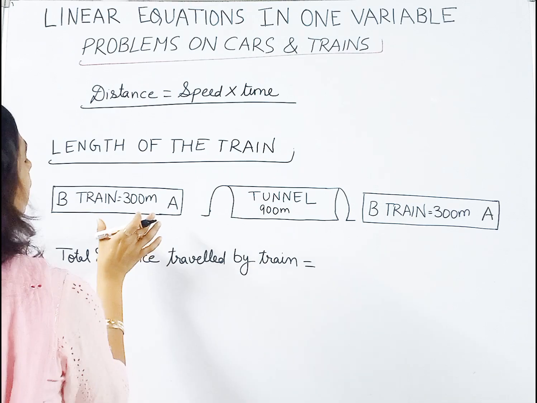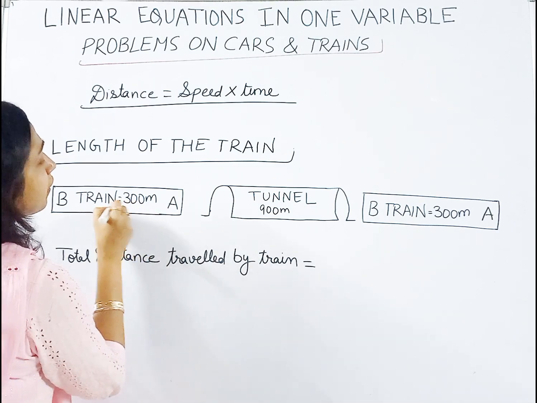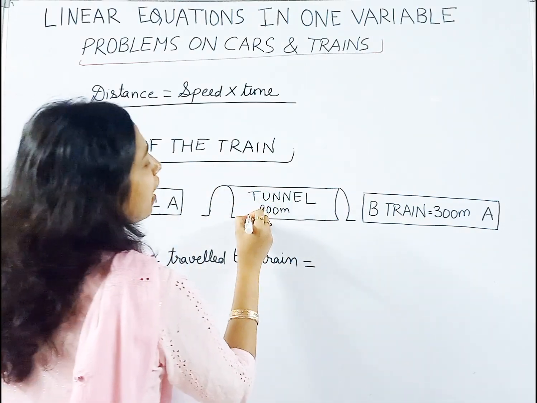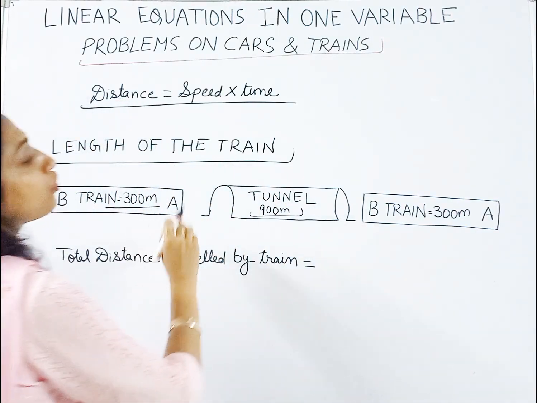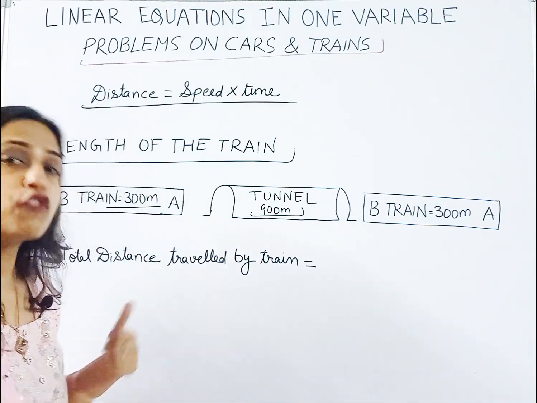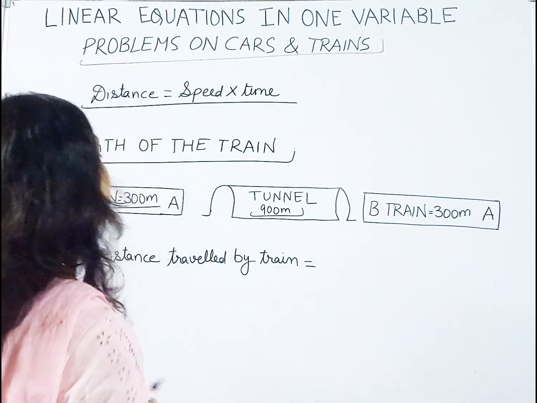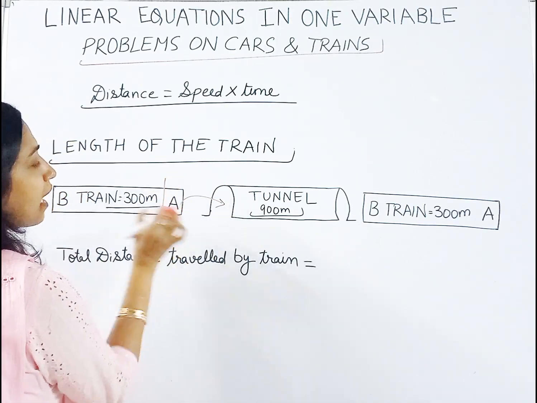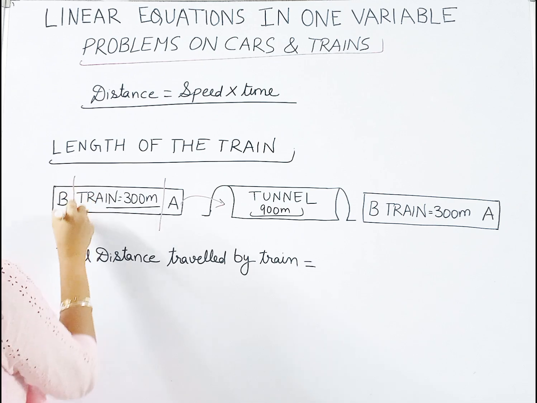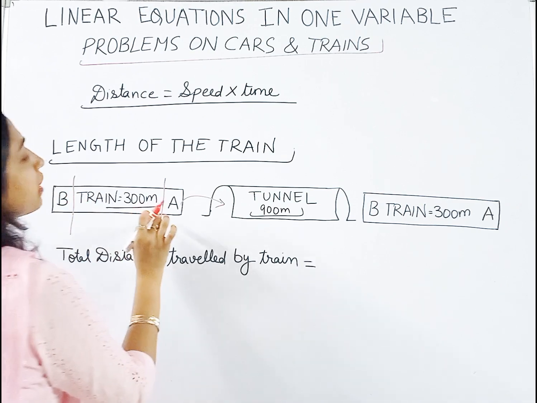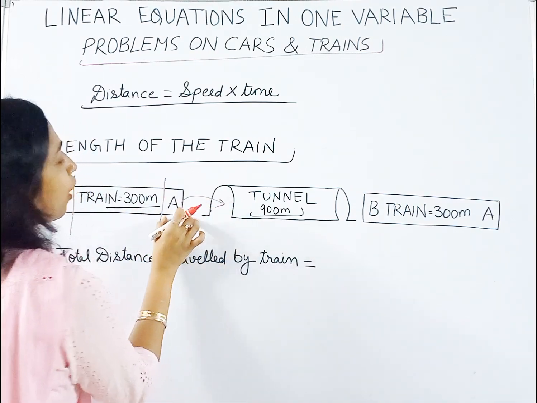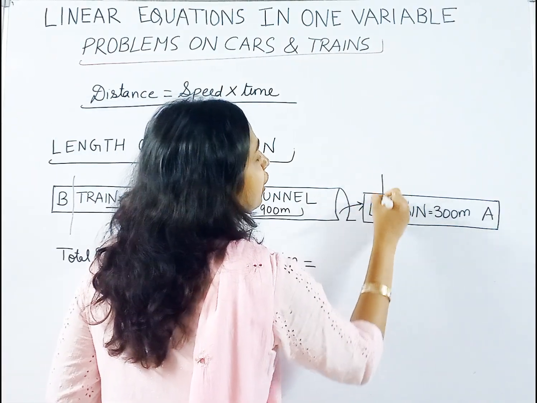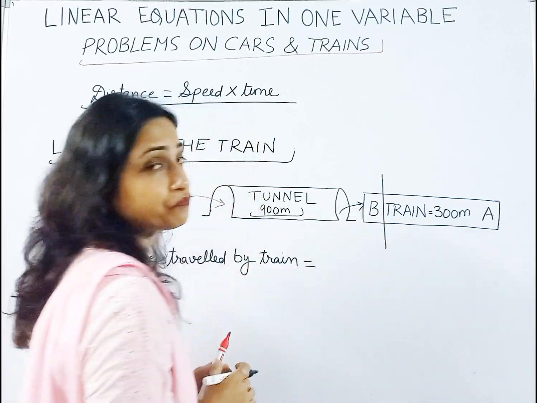Let us suppose there is one train which is 300 meters long, and this train has to cross a tunnel which is 900 meters long. The train enters the tunnel from point A. This is the starting point of the train, A, and this is the end point, B. So the train enters the tunnel from point A, and when it leaves the tunnel, it leaves from point B.